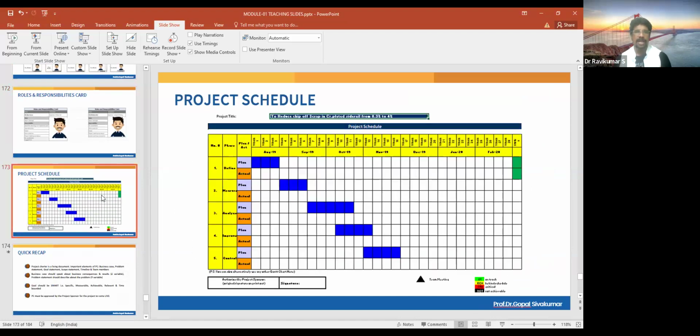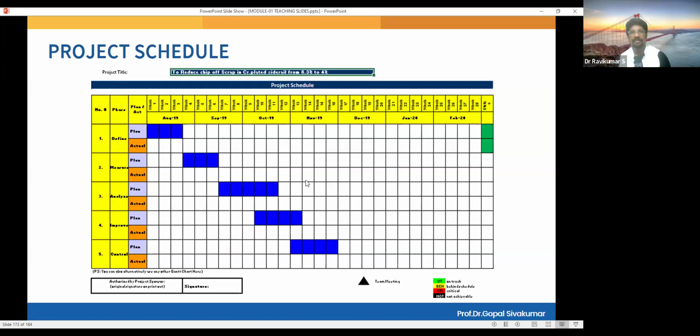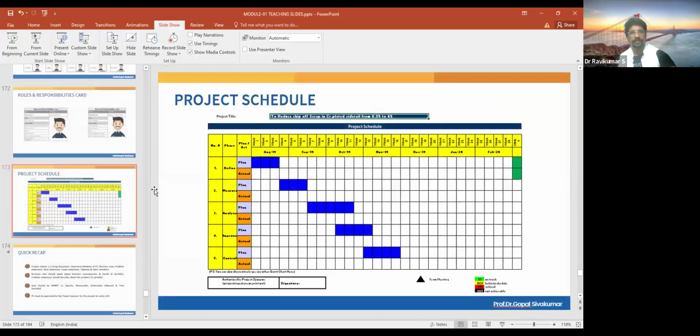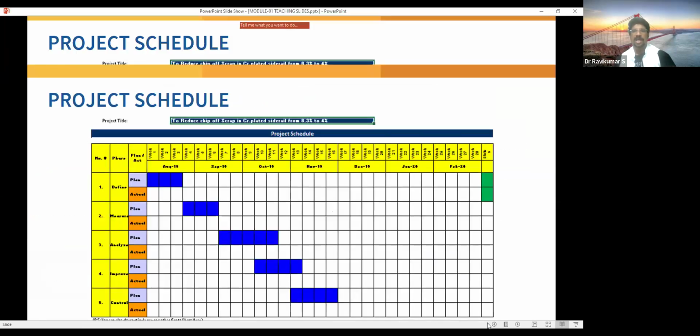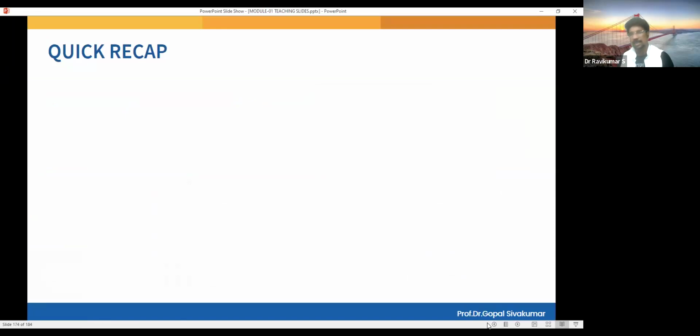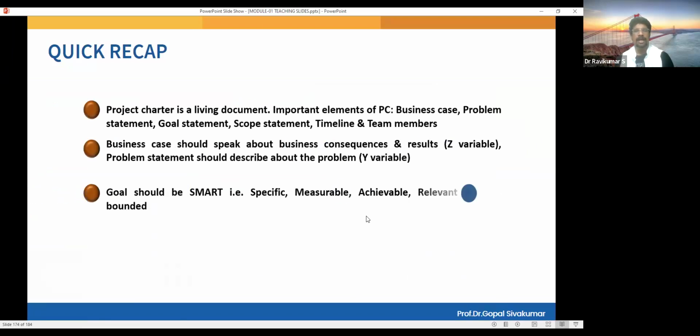Then finally, you can have a project schedule like this. A simple chart, which can help you to identify the timeline of the project in a graphical manner. So the project charter is a living document, guys. What do you mean by living document? It stays updated. It is continuously updated throughout the project, until the end of the project.